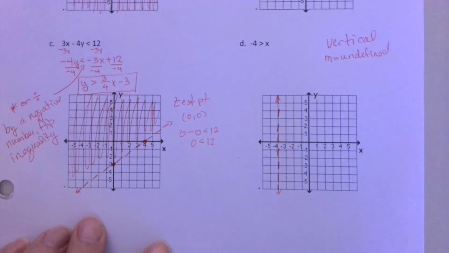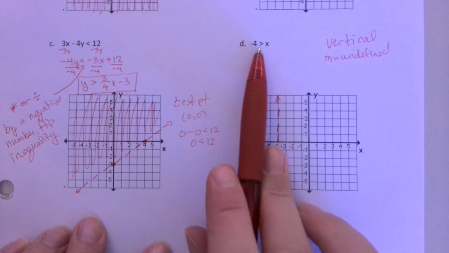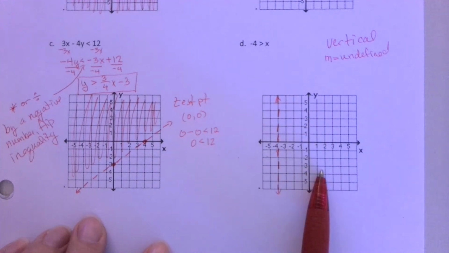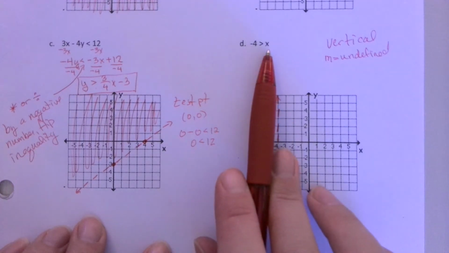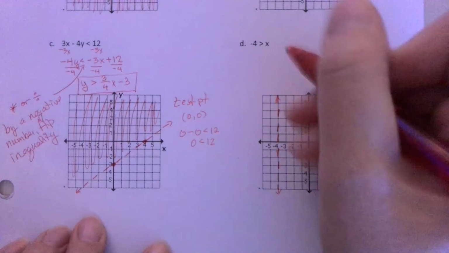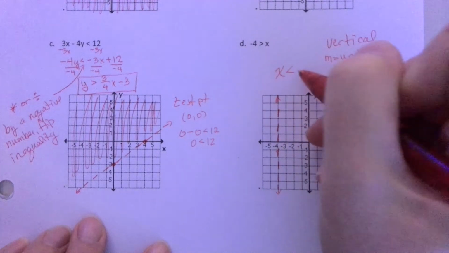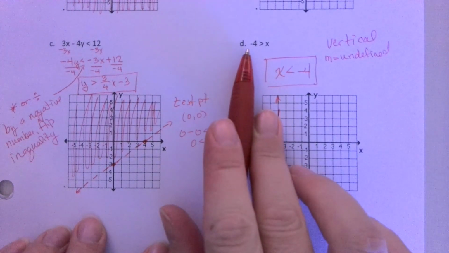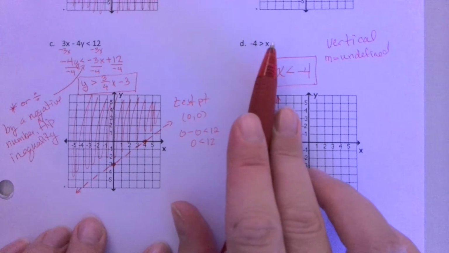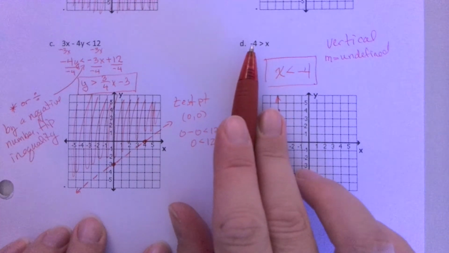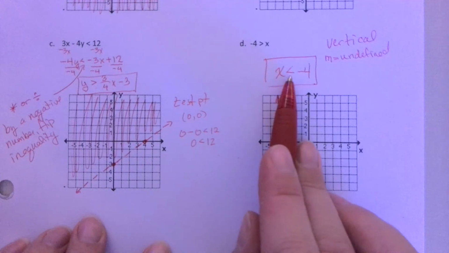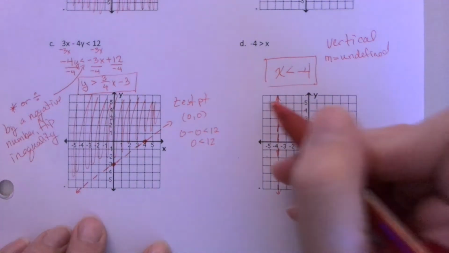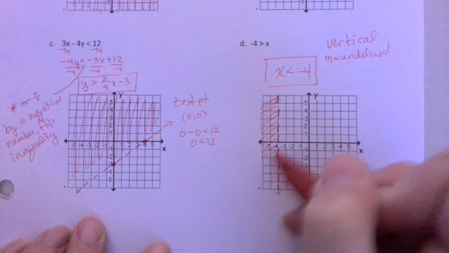But here's my problem. If I read it as a greater than symbol, I'm likely to shade greater than and get it wrong. You always need to read it from the variable. So I think it's worth the time to rewrite it as x is less than negative 4. I'm not flipping the symbol, but if negative 4 is bigger than x, then x must be less than negative 4. So x is less than negative 4, and now I am looking at the x-axis, and this is where I would shade.